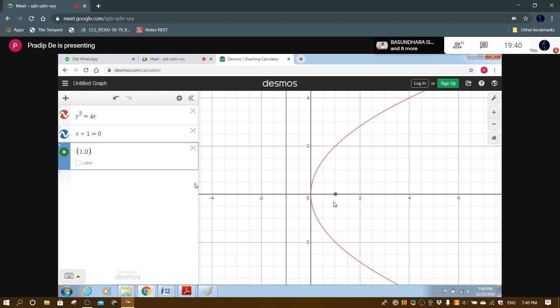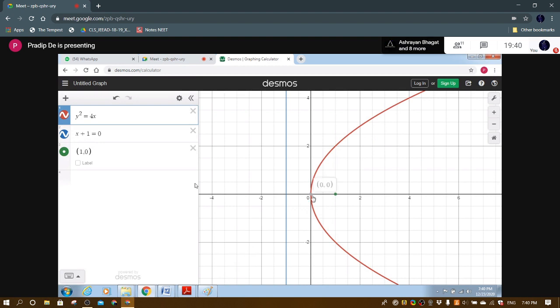When the focal chord is perpendicular to the axis, it has a special name. It is called a latus rectum. So the latus rectum is the line from this point to this point. I'll show you in the diagram later. This will be 1, 2 to 1, minus 2. That line is called the latus rectum.